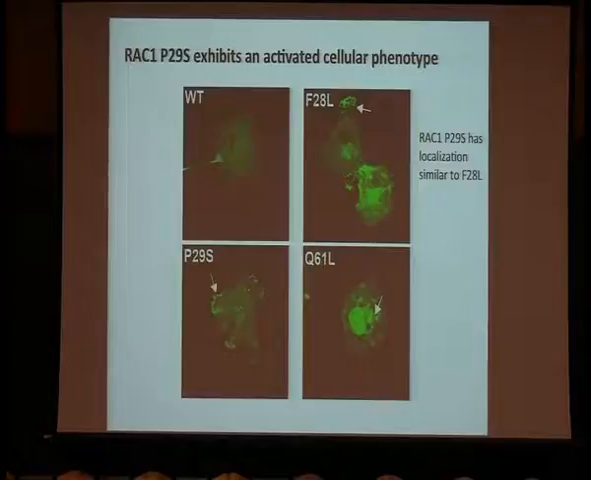We also checked the cellular phenotype of P29S, and the upshot here is that P29S is localized to membrane ruffles in a similar fashion to F28L. Wild type is slightly different, and the Q61 associates with membrane ruffles and also has a large nuclear fraction, which has previously been seen for RAC.